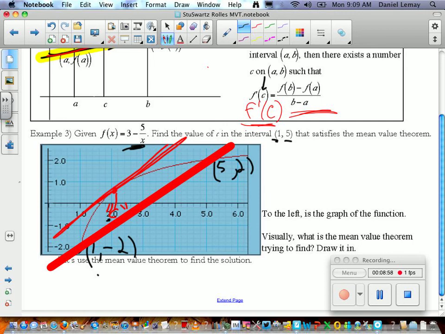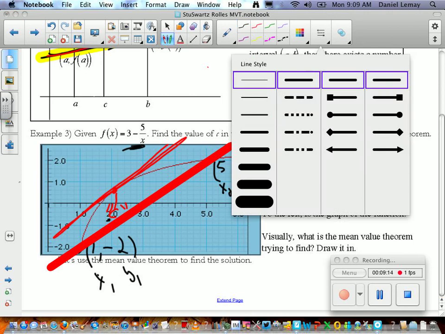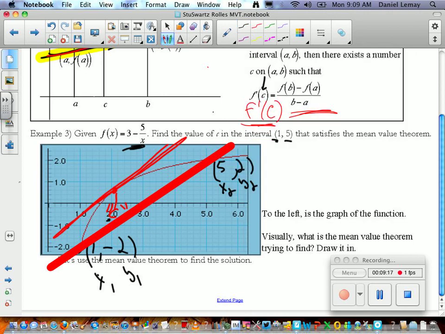So the mean value theorem says, well, find the slope of the secant line. Well, we've got an x2, y2. We've got an x1, y1. Or f of b minus f of a, depending on how you want to think about that. So the slope on the right-hand side is going to be 2 minus negative 2, y2 minus y1, over 5 minus 1. Well, that's going to be 4 over 4, and the slope's 1.